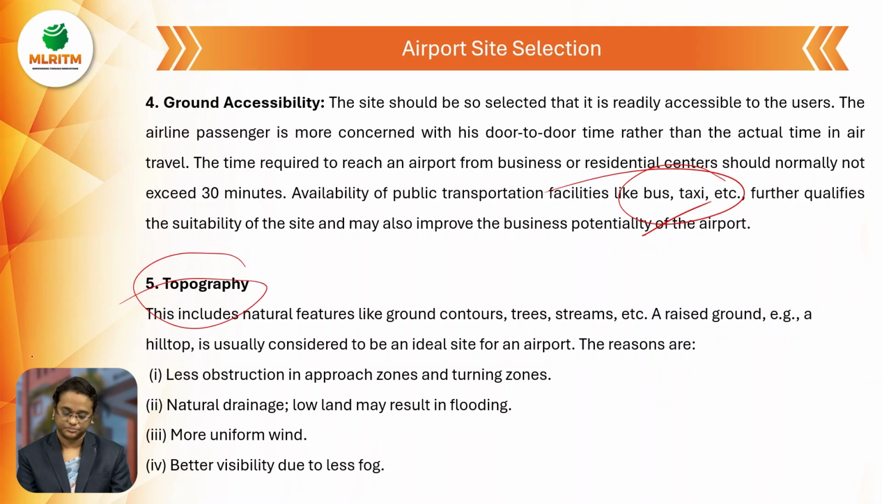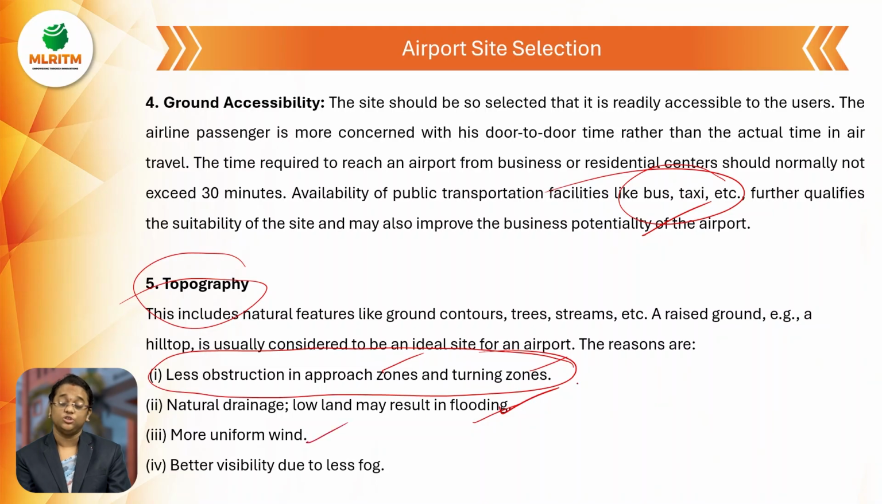And topography, as we discussed earlier in the surveys. We should have less obstruction at the approach zones and turning zones for the runways, and drainage facilities. The site should not be too low-lying an area, because low-lying areas can attract a large quantity of storm water. So we have to make sure it has a proper natural drainage system and is not attracting drainage water towards it.